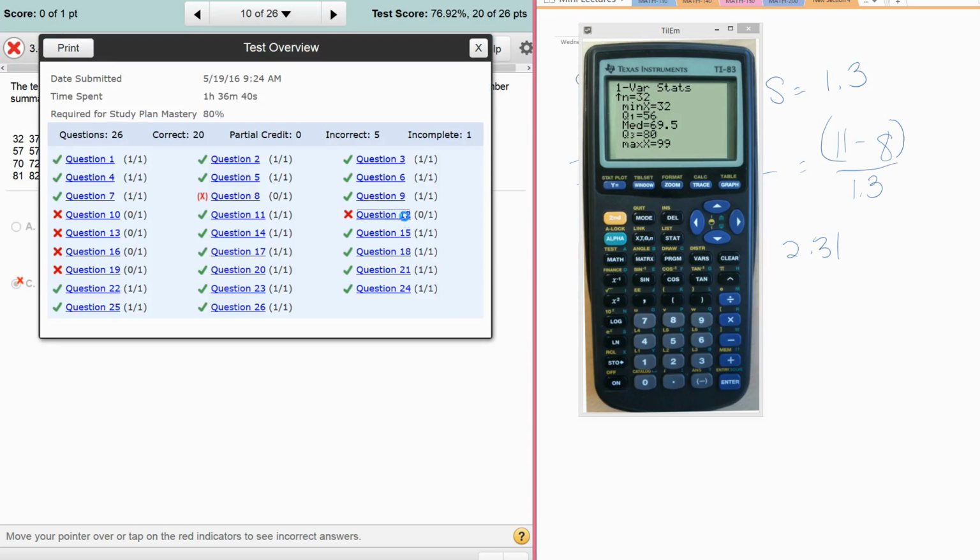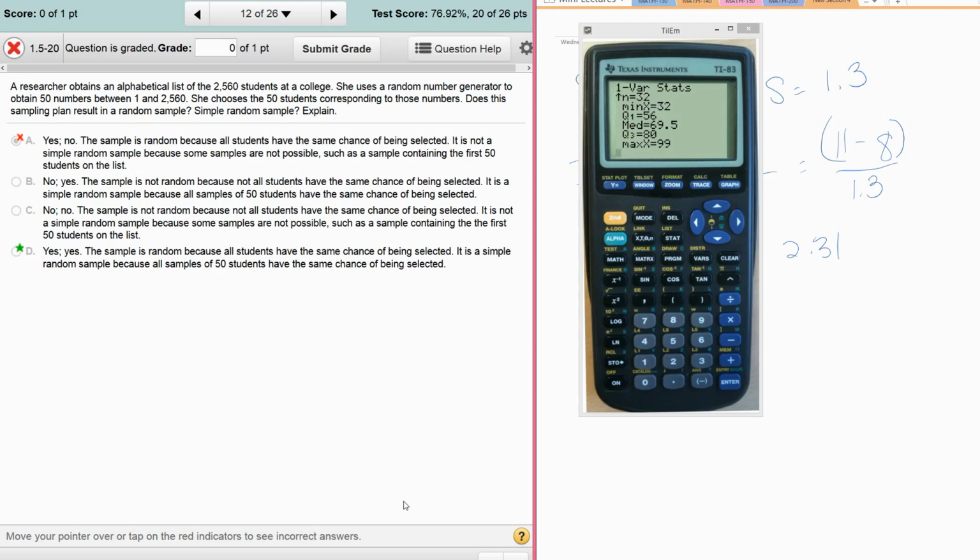Okay, 12. So here's the one on simple random sample. A researcher obtains an alphabetical list of 2,560 students at a college. She uses a random number generator to obtain 50 numbers between 1 and 2,560. She chooses 50 of the students corresponding to those numbers. Does this sampling plan result in a random sample, and is it a simple random sample?